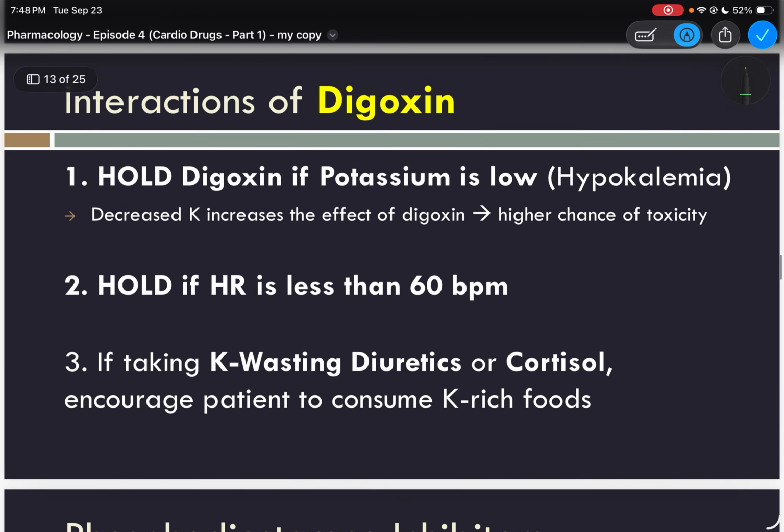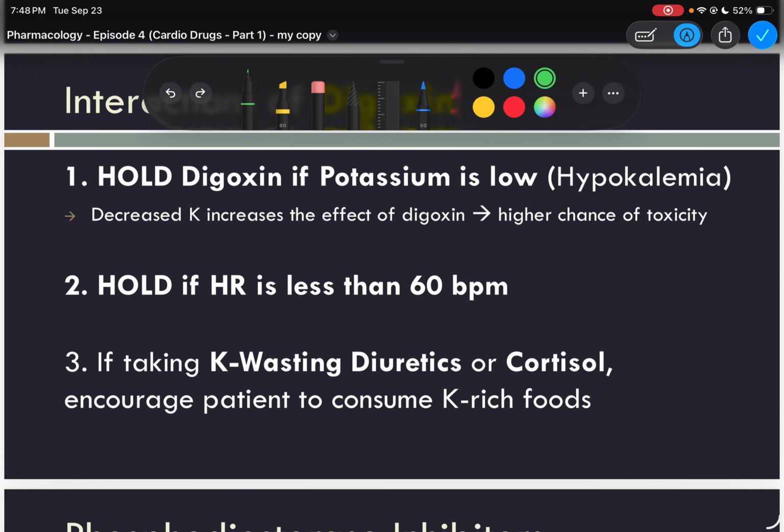Now, what are the interactions of digoxin? Hold digoxin if potassium is low, okay? Such as during hypokalemia, because decreased potassium increases the effect of digoxin, which leads to a higher chance of toxicity. So you need to monitor. Usually, class, the normal potassium is around 3.5 to 5.2. So if the potassium is less than 3.5, then you hold it. Do not give the digoxin. Hold, okay? Do not give the digoxin.